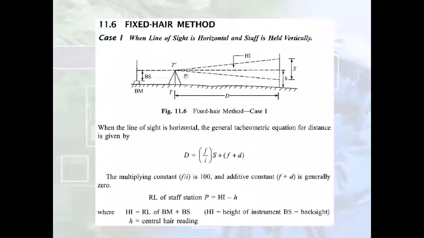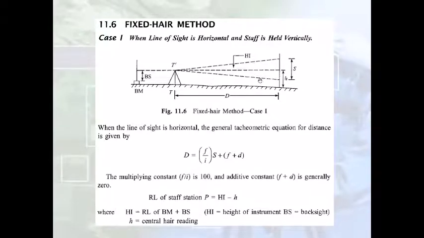So in that case, the distance between the station point on which we have placed the instrument and the leveling staff is given by D, and D can be calculated using this simple equation. And f over i is usually 100 and f plus d is usually 0. So basically, in very simple terms, the difference between the upper hair and the lower hair multiplied by 100 gives you the distance. It's as simple as that.